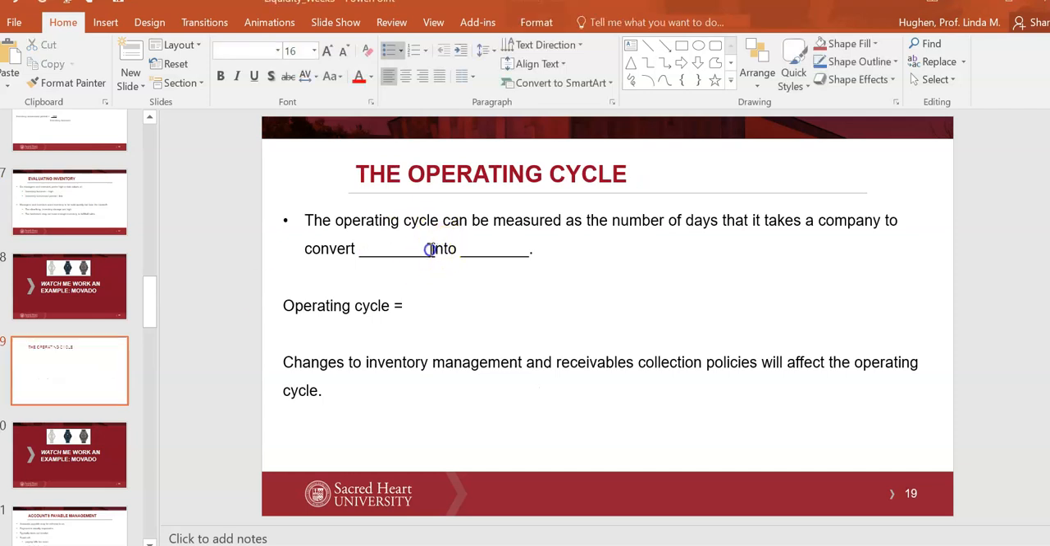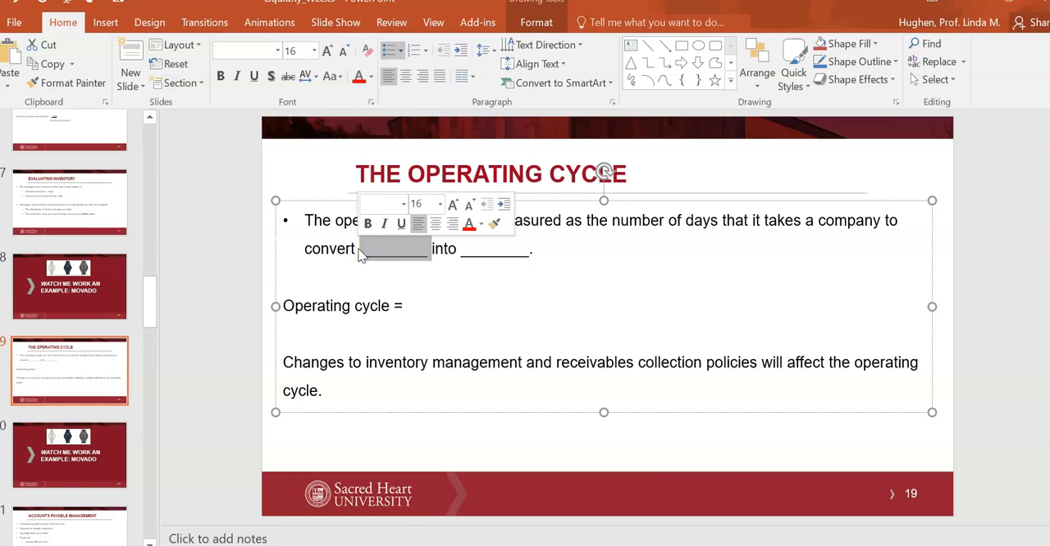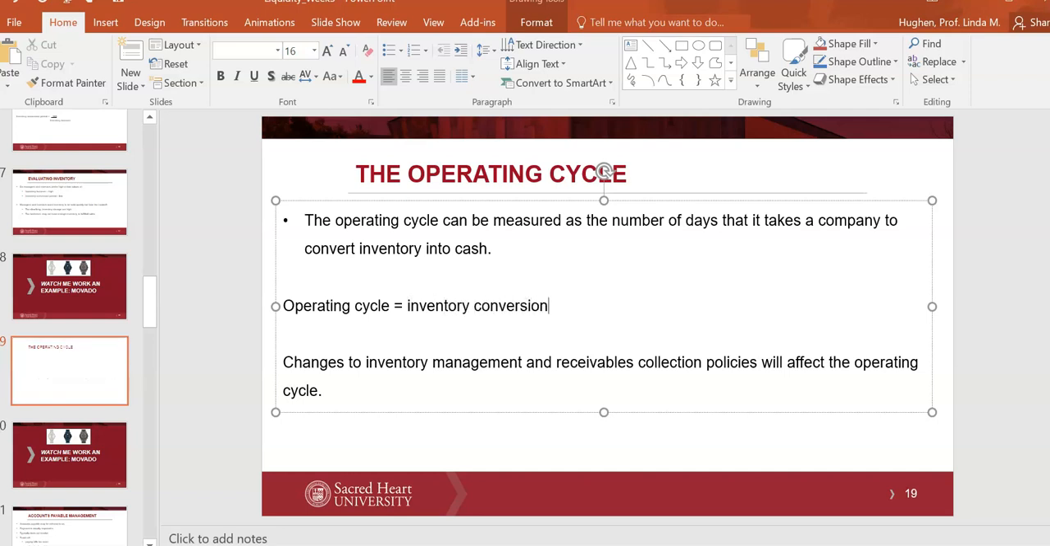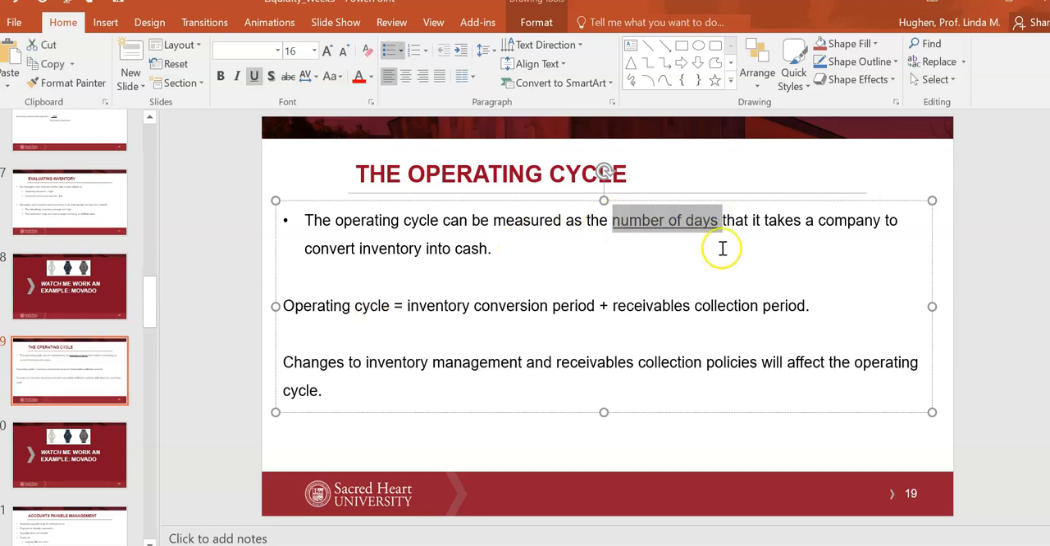Operating cycle can be measured as the number of days that it takes a company to convert inventory into cash. Because remember what happens, the inventory is typically sold on account receivable, and then those accounts receivable are later turned into cash. So the operating cycle can be measured as the inventory conversion period plus the receivables collection period. And what we have with this operating cycle is again, notice a number of days. That's our result. Changes to inventory management and receivables collection policies are going to affect the operating cycle.